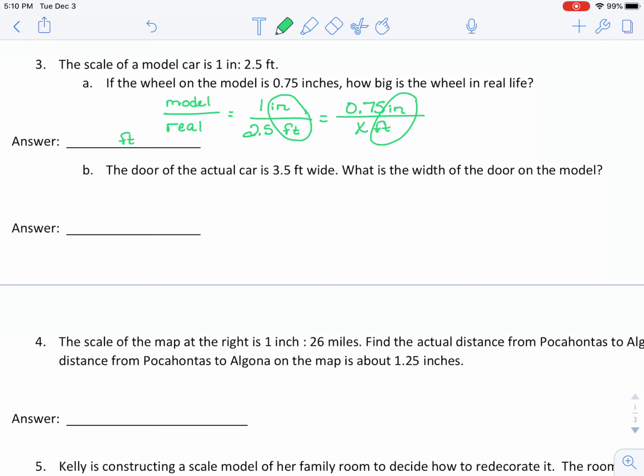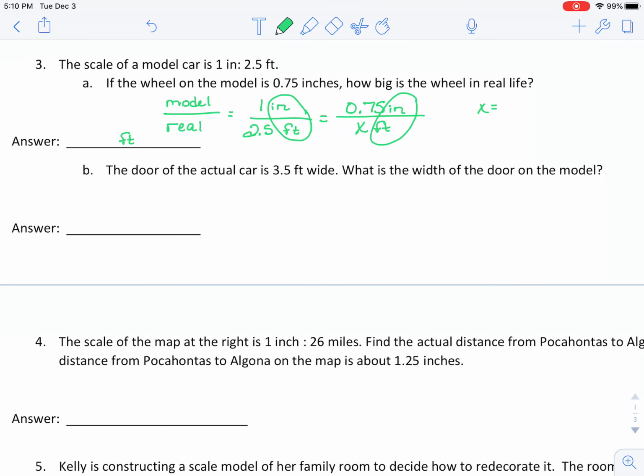So I'm going to ignore my units from here on out because I've already addressed them, and I'm just going to cross multiply. X times 1 is x. And 2.5 times 0.75.